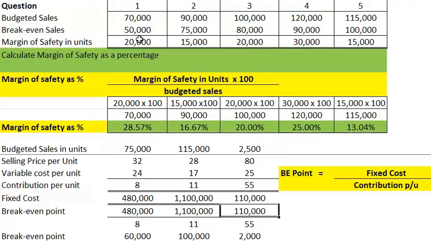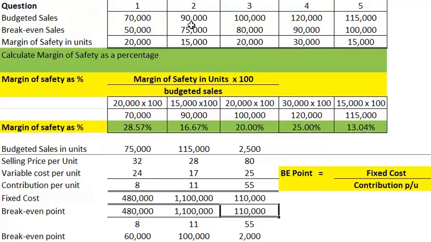In other words, anything above 50,000 we are making profit. If our sales level drops below break-even sales, then we will make a loss. Any level of activity above break-even point, we will make profit. Margin of safety in question 1 is 20,000 units. The way we arrive at margin of safety in units is budgeted sales minus break-even sales.